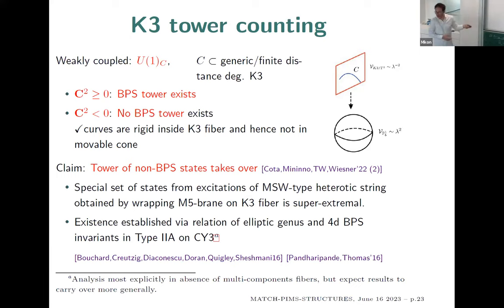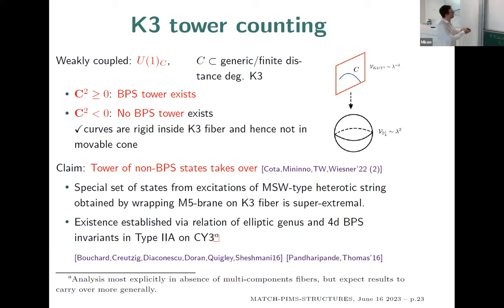This gives a string in five dimensions. Not just any string, but since it's the K3, it's a heterotic string. So it's a very special string, it's a critical string. This critical string has excitations. The excitations of this string are charged under the gauge group. And the claim is there are always some states that are super extremal. This we need to show, and there's infinitely many. So this is what we need to show.